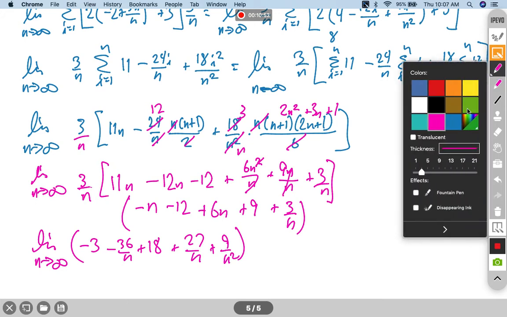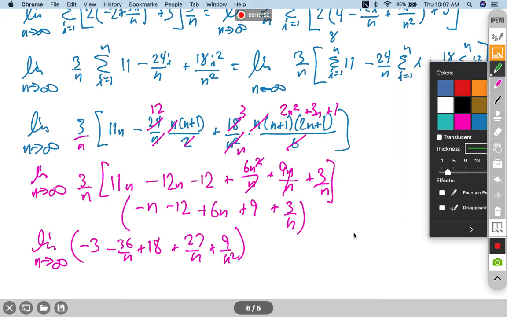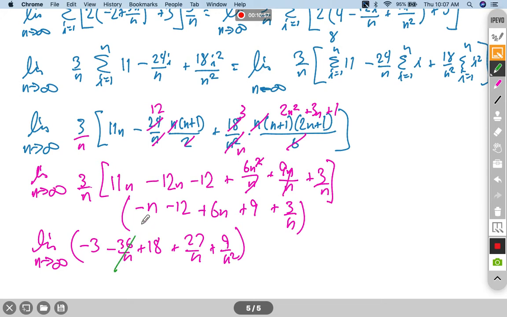And when I take the limit, as n approaches infinity, this goes away, this goes away, this goes away, and I ended up with negative 3 plus 18. And I end up with 15. Yeah. That is the joy of doing these definite integrals with the limit of the Riemann sums.